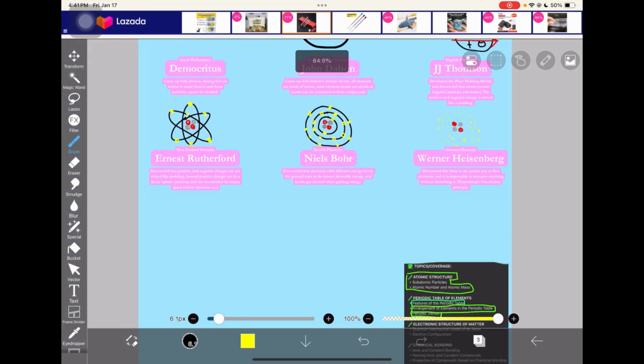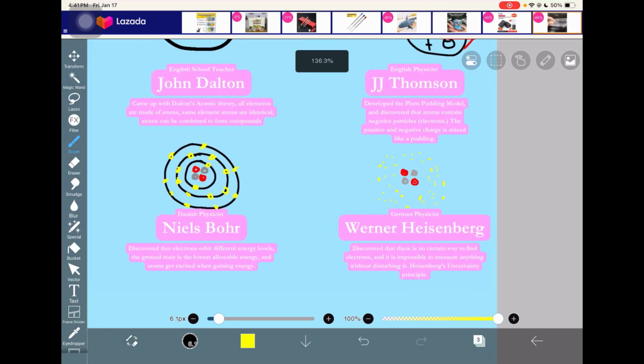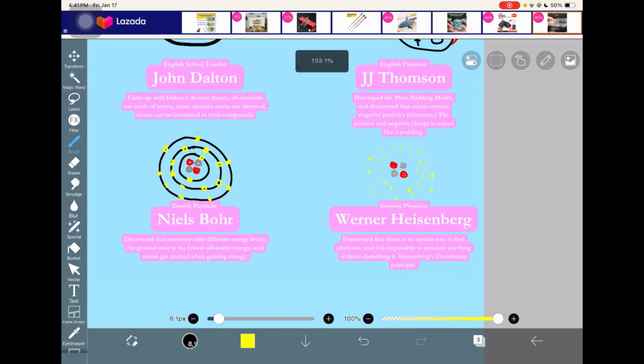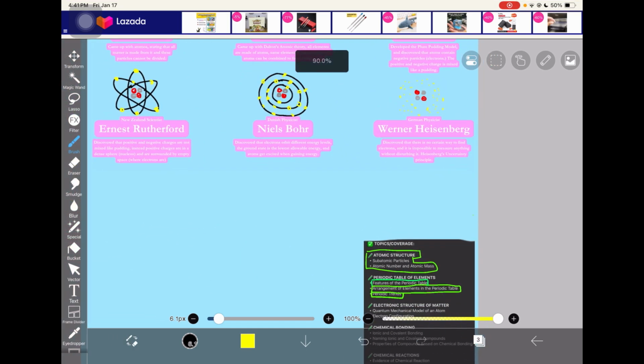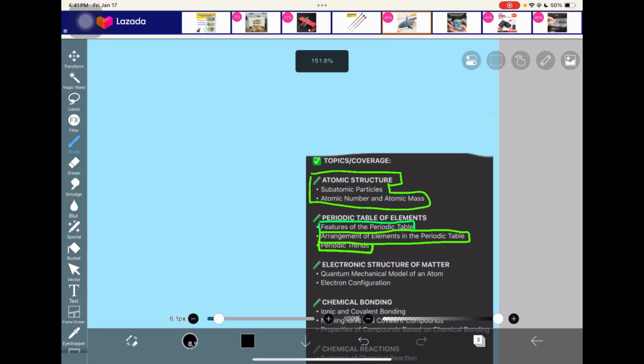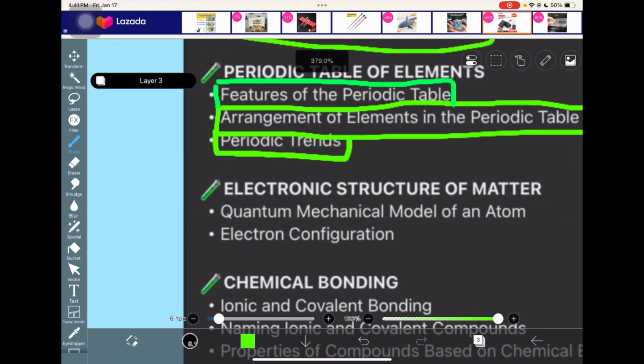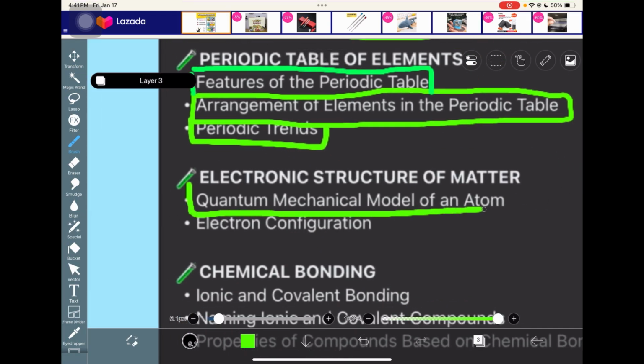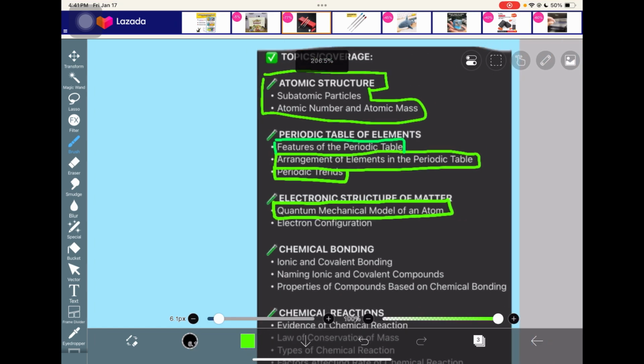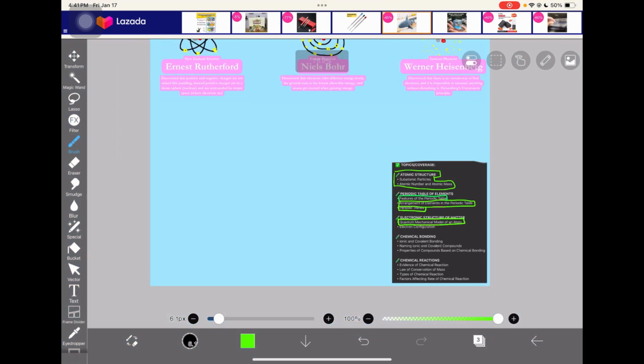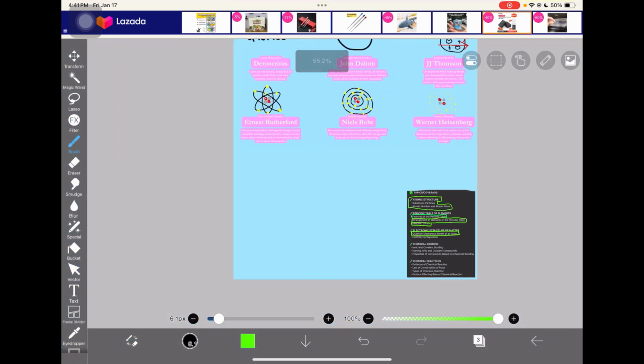And here comes the quantum mechanical model of an atom. It's the likely locations of electrons, but we do need to use the energy level, sublevel or subshell, and the orbitals to figure this out. Now that we know the quantum mechanical model of an atom, let's try to now know what the electron configuration is, which is a lot of calculations, and we do need different charges.